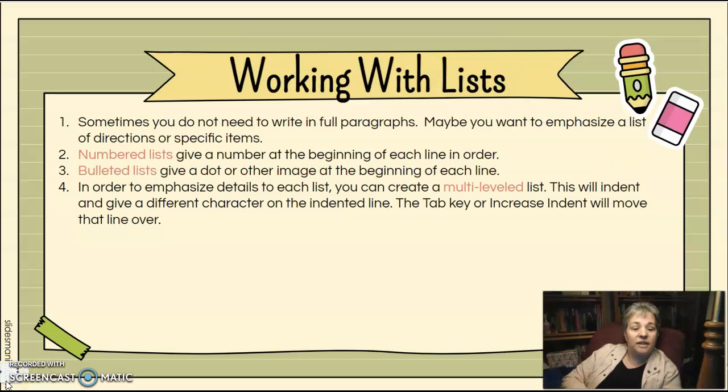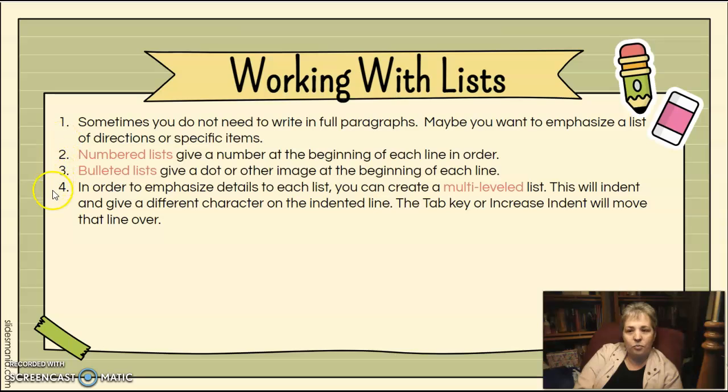We also have working with lists. So sometimes you don't need to write in full paragraphs. Maybe you want to emphasize a list of directions or specific items. Numbered lists give a number at the beginning of each line in order, just like this. Bulleted lists give a dot or other image at the beginning of each line. In order to emphasize details to each list, you can create a multi-leveled list. So this will indent and give a different character on the indented line. The Tab key or Increase Indent will move that line over.